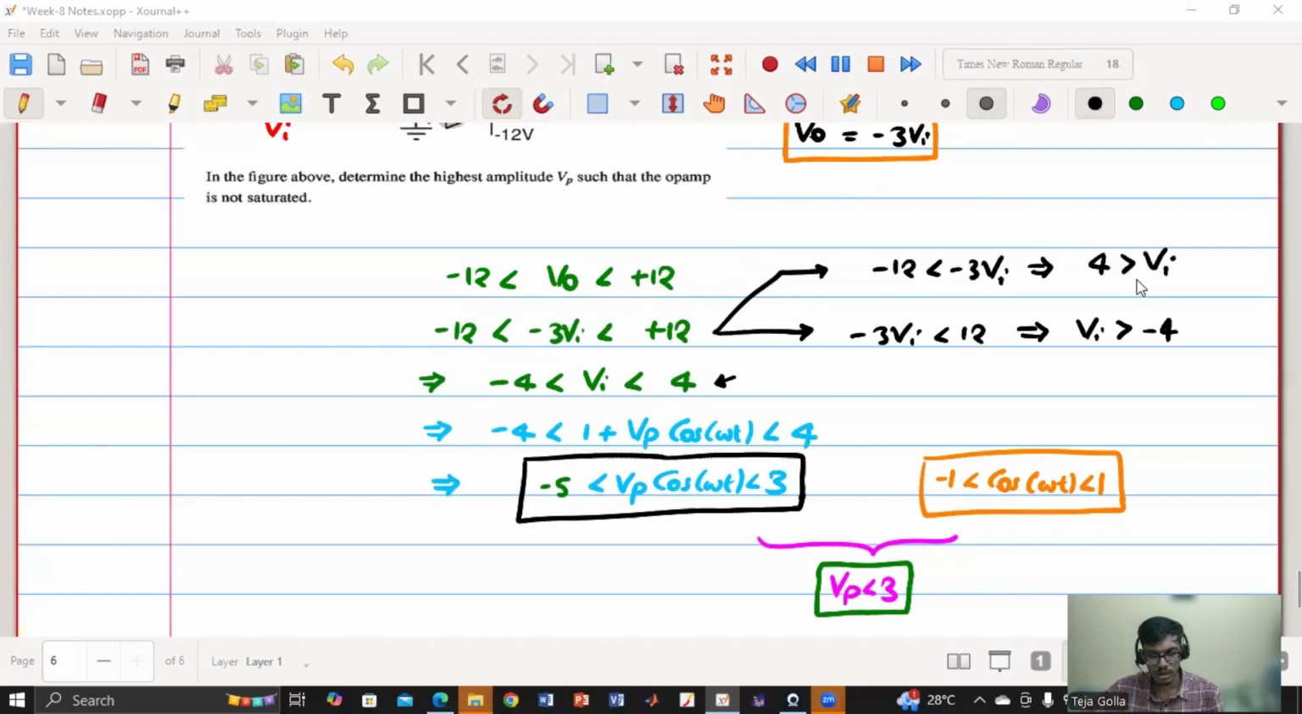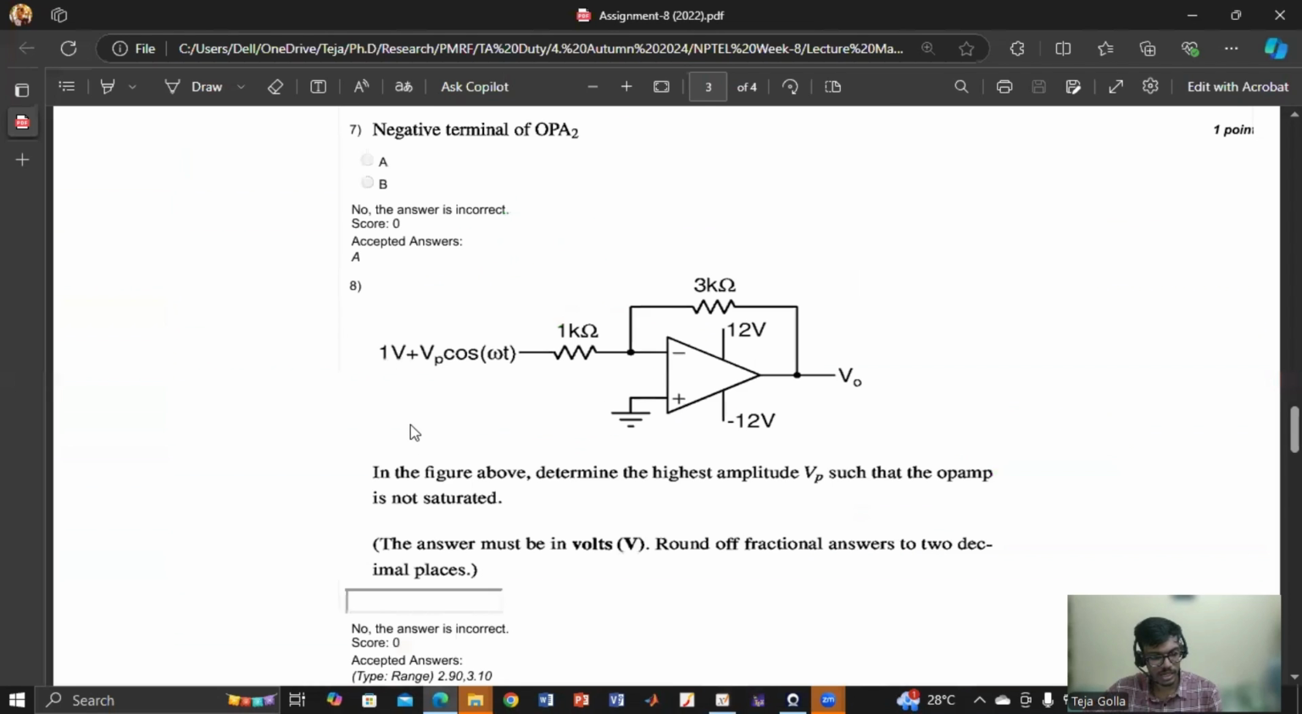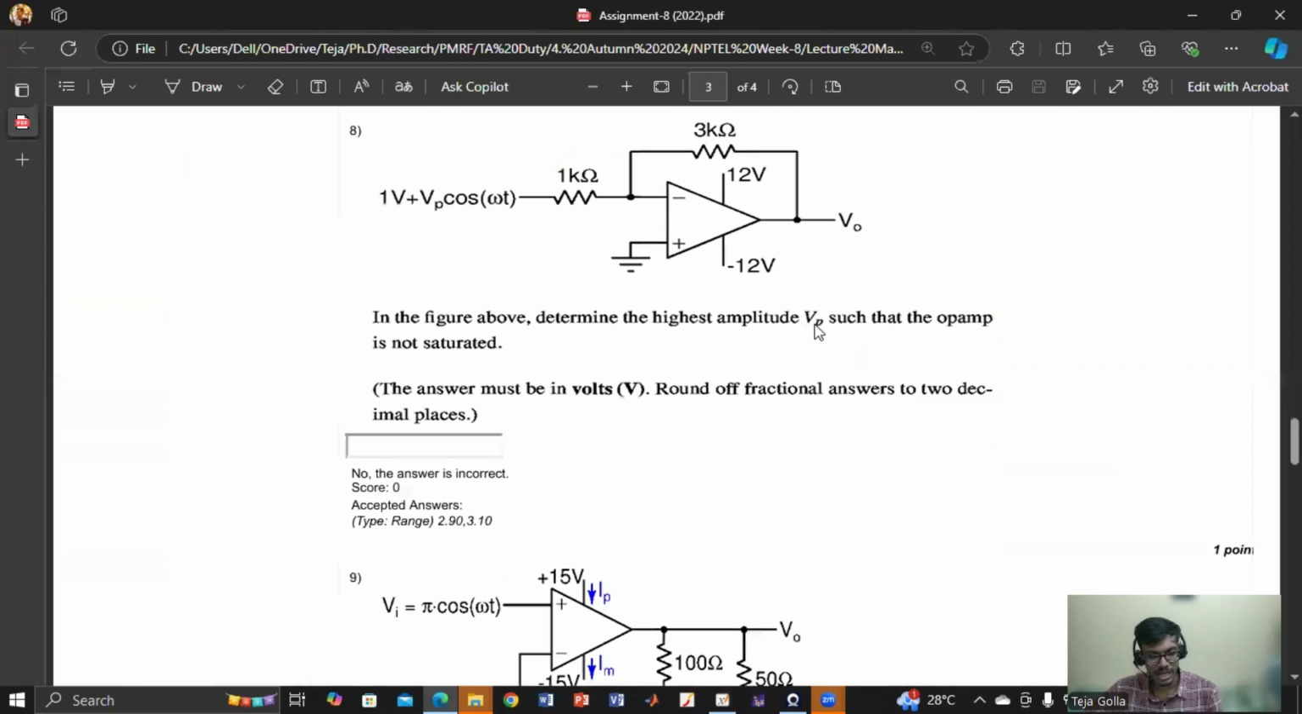So this is minus 4 less than Vi less than 4. If you do that, if Vp is more than 3, then it will be saturated on the positive side, which we also don't want. Even though on the negative side we have some space, we can go till 5. So Vp should be less than 3. So what is the highest amplitude Vp? It is 3. So that's why they have given this.